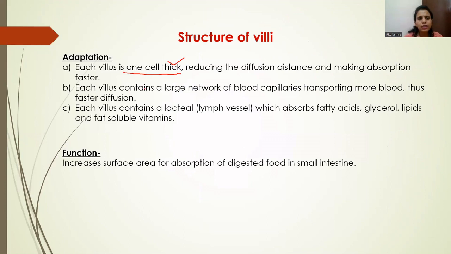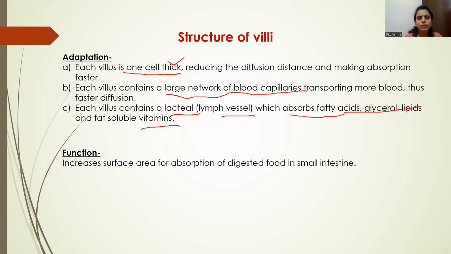The second adaptation is each villus contains a large network of blood capillaries. Obviously, when a large network of blood capillaries is present, the absorption of digested food will be faster. It will again help in faster diffusion. The third one is each villus contains a lacteal. Lacteal is a lymph vessel. It comes under the lymphatic system. About this, we will learn in transportation in human beings, that is unit 9. Lymph vessel absorbs fatty acids, glycerol, lipids, and fat soluble vitamins. So these three are the adaptations of villi.